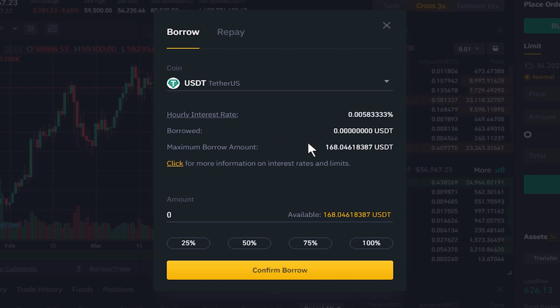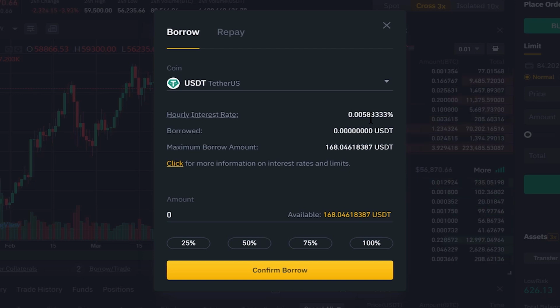Pay attention to this part. Here it shows that we haven't borrowed any USDT yet. And here it shows the maximum amount that we can borrow is 168 USDT. So we can use our initial fund, the 84 USDTs, as collateral to borrow 168 USDTs. And here it shows hourly interest rate, which is 0.0058, as you can see.